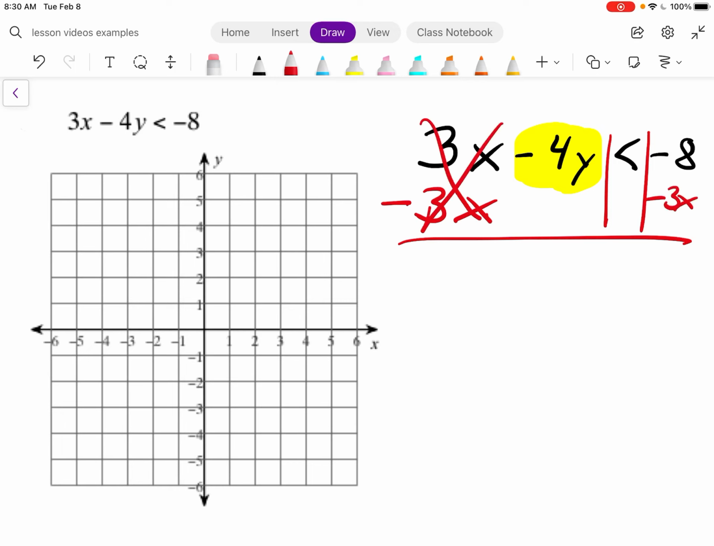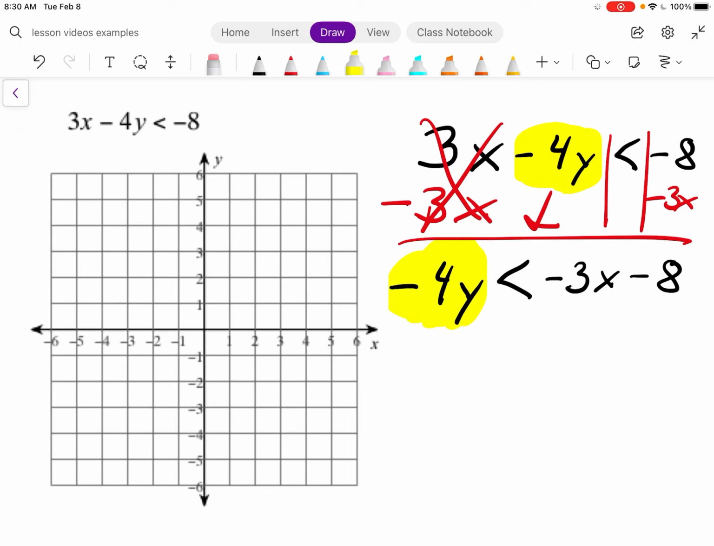Again, our goal is to get y by itself. So the negative 4y will come down. The inequality of less than will come down. And then we have the negative 8 and negative 3x. We'll put negative 3x minus 8. In our final step, we want to solve for y.